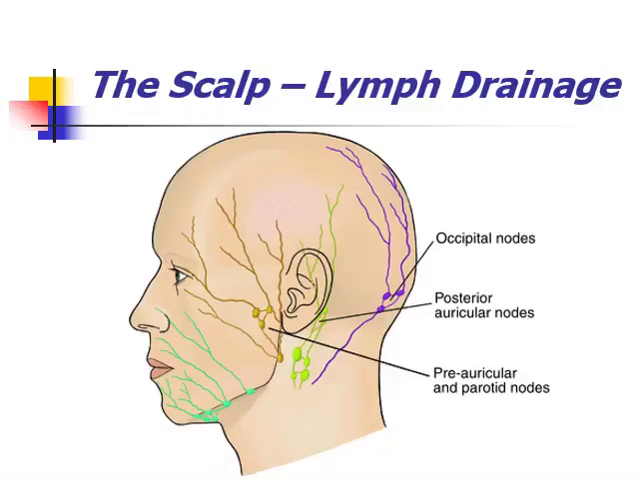For the lymph drainage of the scalp, we've got three groups of lymph nodes. We've got the pre-auricular lymph nodes, the posterior auricular lymph nodes, and the occipital lymph nodes, and they are all draining the scalp anteriorly, sideways, and posteriorly.